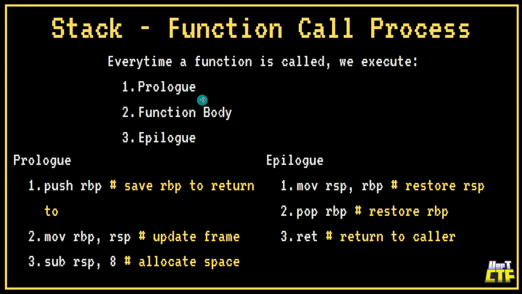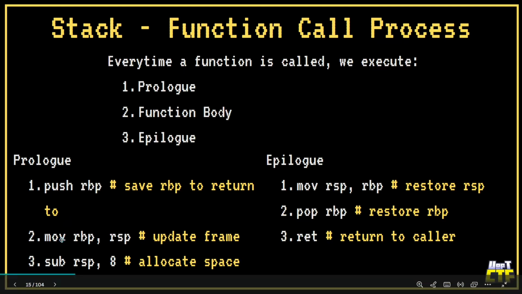There is a prologue, a function body, and an epilogue. The prologue is how we set up the stack pointers before we enter a function. What we're going to have to do first is push the base pointer and then reset the stack frame. So set the distance between the stack pointer and the base pointer to 0, which is to make them equal to each other, and then allocate some space for the local variables onto the stack.